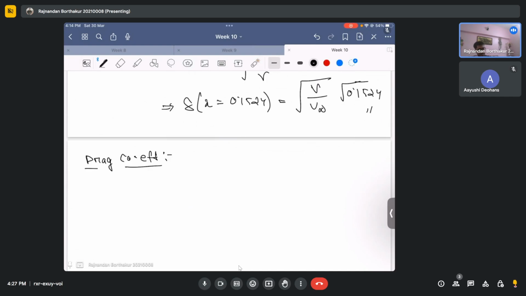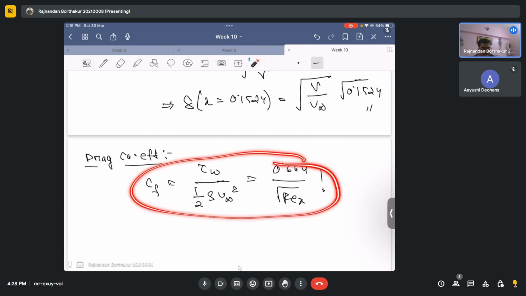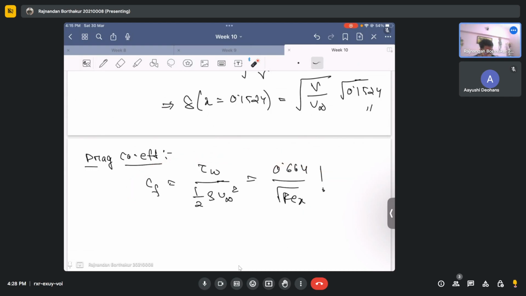As you know, there is something called CF, the skin friction coefficient, which is basically the wall shear stress divided by the flow kinetic energy. And this is nothing but 0.664 by square root of Rex. This is not a magical result as I have just written here. It doesn't come from any hypothesis. It's just a result of the solution of Blasius's problem.